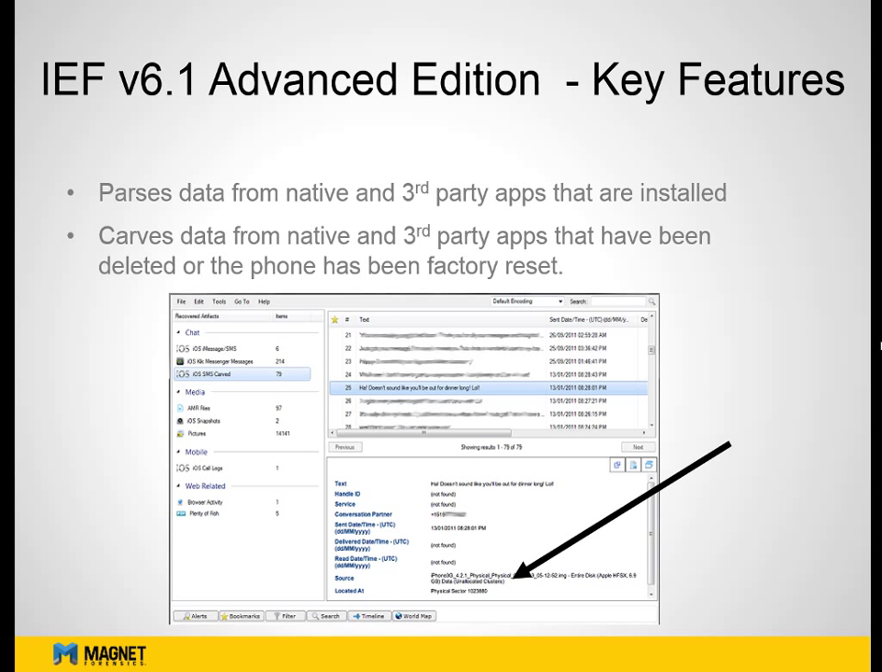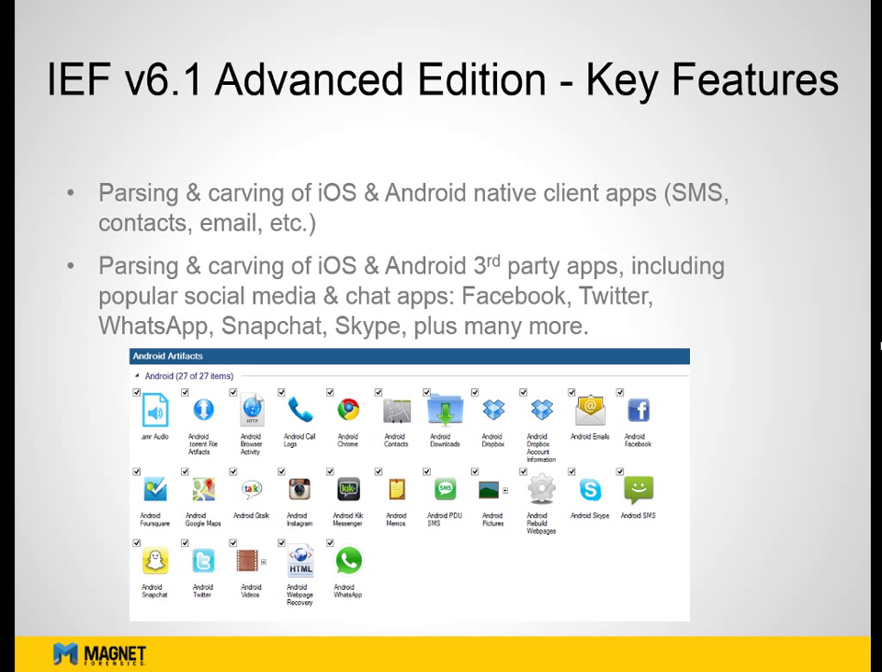Version 6.1 will have the ability to parse data from native and third-party apps that may have been installed. In addition, it will carve data from those native and third-party apps that may have since been deleted, or if the phone has been factory reset, it'll carve unallocated space looking for those artifacts. Version 6.1 has the ability to parse and carve iOS and Android native client apps such as SMS, contacts, email, call logs. In addition, it also will parse and carve iOS and Android third-party apps such as Facebook, Twitter, Snapchat, and many others.